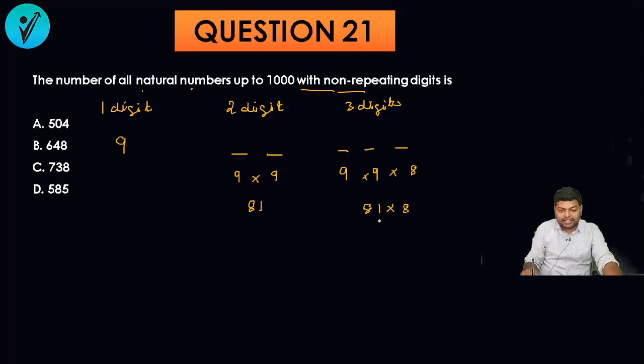So total देखो कितना हो गया? This is 81 into 8 and this is 81. So it will be 81 into 9. 81 into 9 is 729. 729 plus 9, it will be 738.